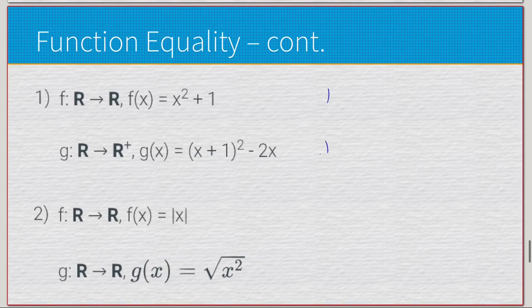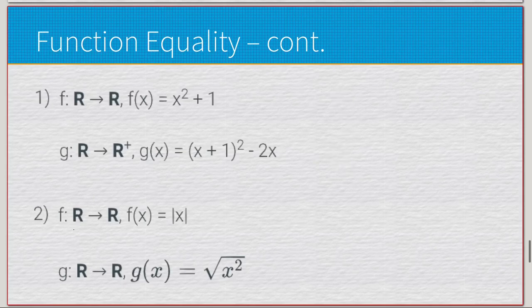Okay, so the outputs for 0 are both 1, and let's take a look at 1. So 1 squared plus 1 is 2, and 1 plus 1 is 2, squared is 4, minus 2 times 1, 2. Those are examples right there.